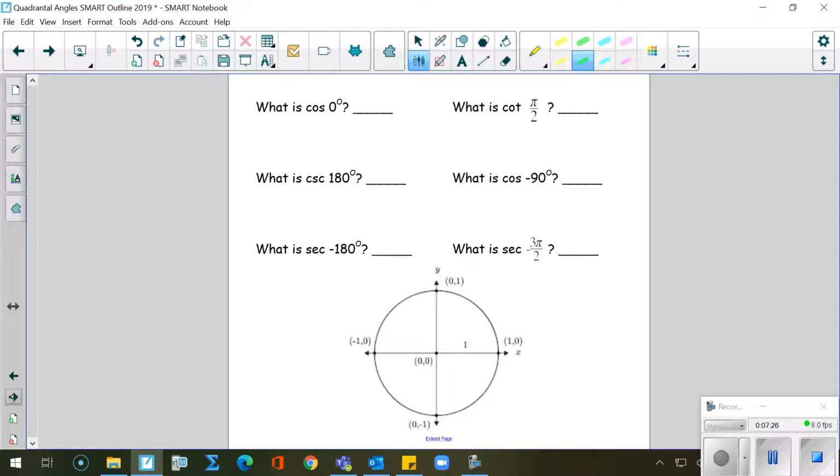And you will have to answer questions like these. What is cosine of 0? Well, 0 degrees is right here. Cosine is the x coordinate. So the cosine of 0 degrees is 1. What is cosecant of 180 degrees? 180 degrees is over here. Cosecant is the reciprocal of sine. The reciprocal of 0 is undefined.